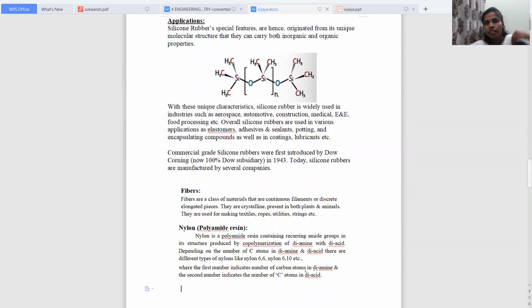In rubbers, we have three: Buna S, butyl, and silicone rubber. Now let us see the next topic, that is properties, applications, and preparation of fibers. We have only plastics, fibers, and rubbers. We have already completed plastics and rubbers, so today we are going to complete fibers also. With this, we can complete all the properties, applications, and preparations.